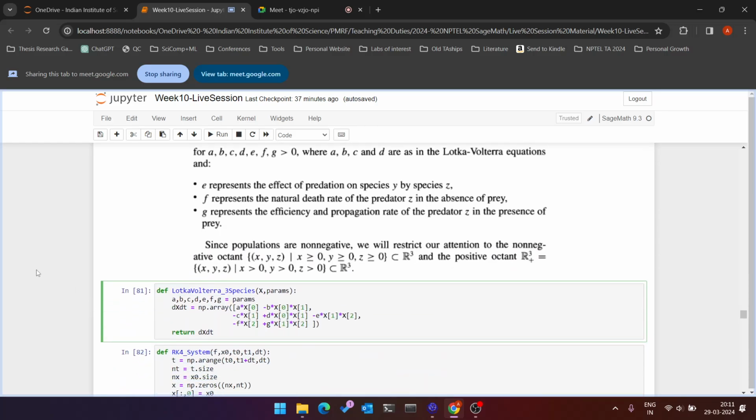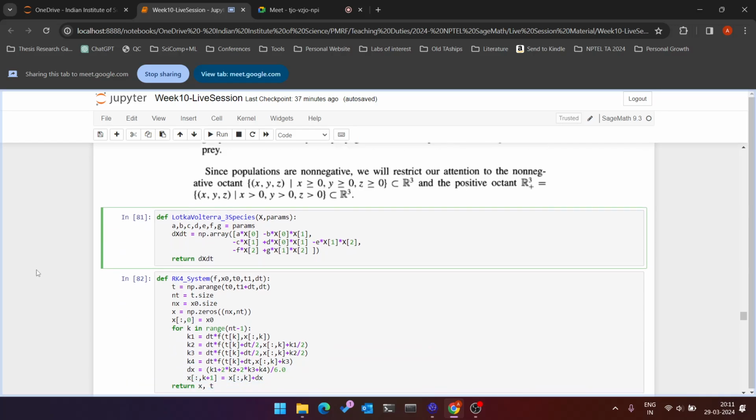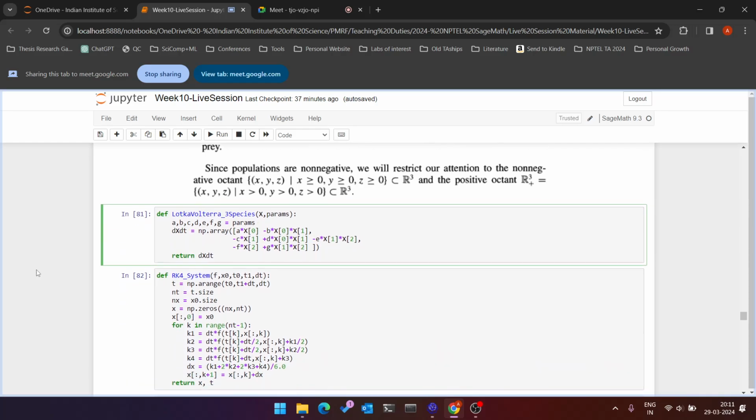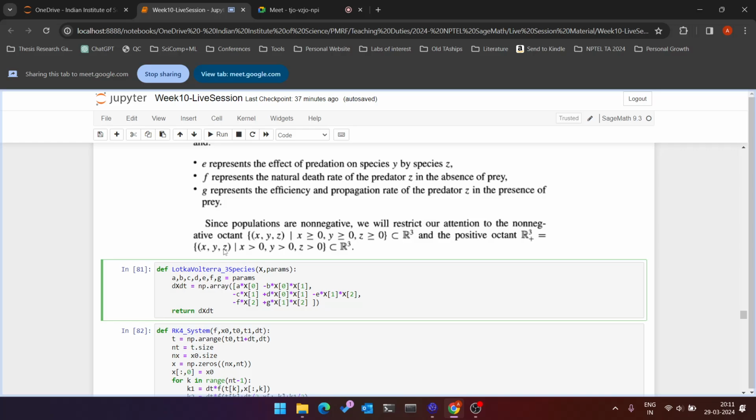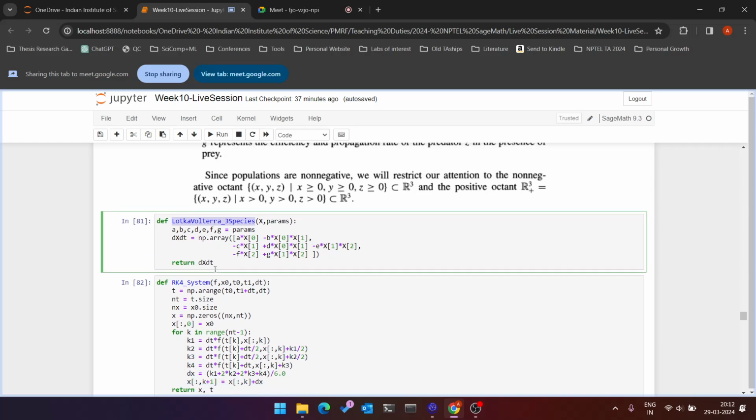Okay, next, first up, we'll be defining the Lotka-Volterra three species function, which basically returns us the first derivative of the state capital X equaling small x, y, z, and this is basically dx by dt. So this function gives me the rate of change of state of the overall system.